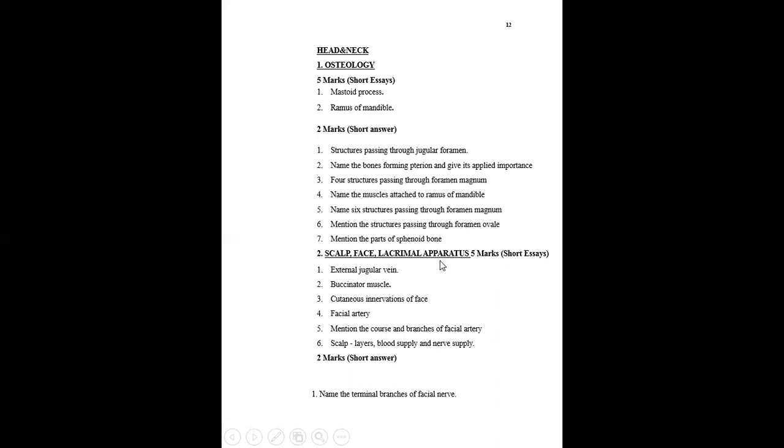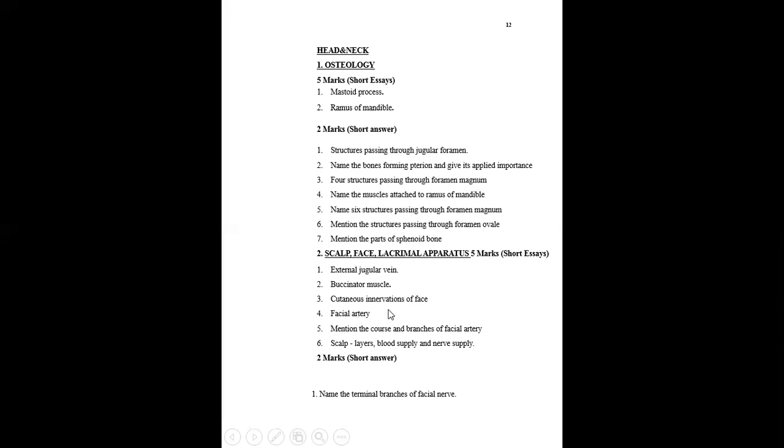Now from scalp, face, lacrimal apparatus, 5 markers can be external jugular vein, buccinator muscle. Now when external jugular vein is asked, there is a chance of asking internal jugular vein also. The tributaries of internal jugular vein can be asked. Cutaneous innervation of face. You can also get question like cutaneous innervation of scalp, facial artery. Here you may get a question like maxillary artery.